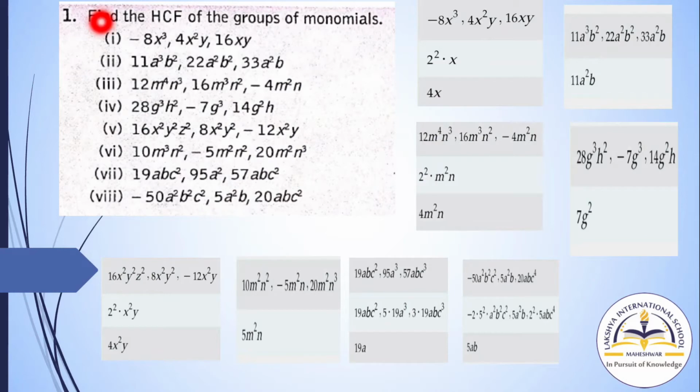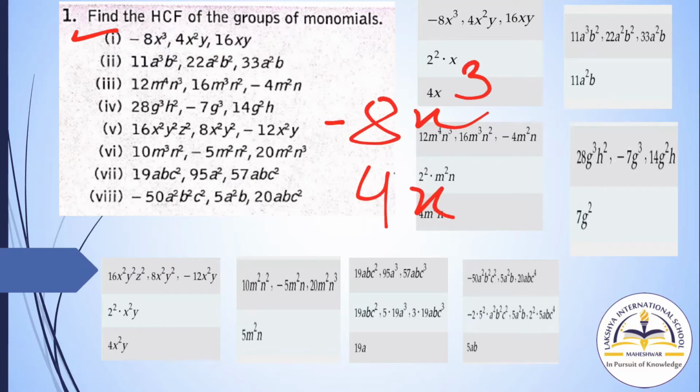Now here question number first, find the HCF of the groups of monomials. Now here three monomials are given. In the first question you can see that is minus 8x cube, 4x square y, and 16y.